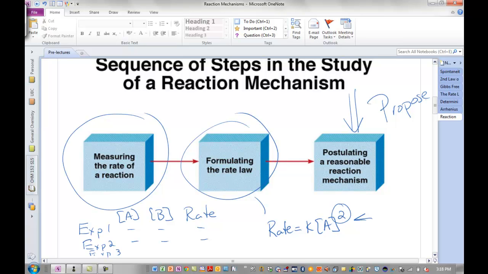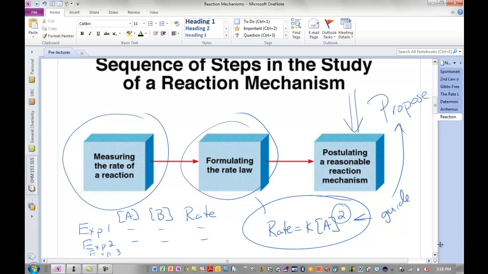So make sure you see how this sequence works. This is really an experimental science, right? We're going to run reactions. We're going to measure how the rate changes when we change the concentration. Based on that data, we propose a rate law, and then we're going to use that rate law to guide us. That's going to be our guide to propose a valid mechanism. Sound difficult? It can be. It depends on how complex the reaction is.